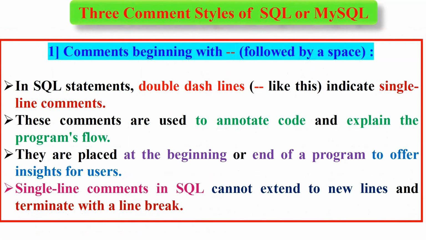The 3 comment styles of SQL or MySQL are: first, comments beginning with 2 dash lines, followed by a space. In SQL statements, double dash lines indicate single-line comments. These comments are used to annotate code and explain the program's flow. They are placed at the beginning or end of a program to offer insights for users. Single-line comments in SQL cannot extend to new lines and terminate with a line break.